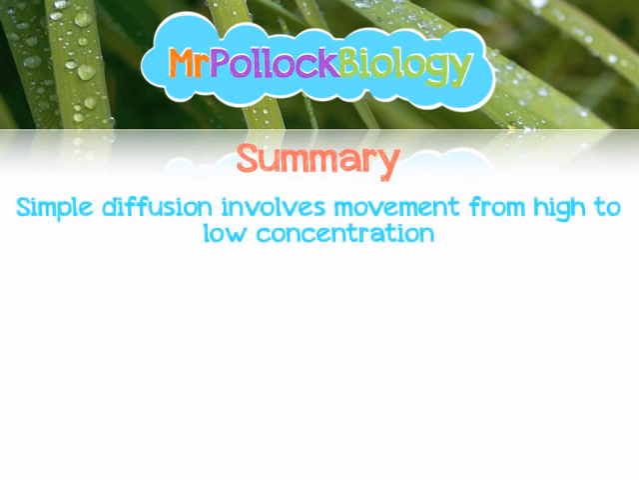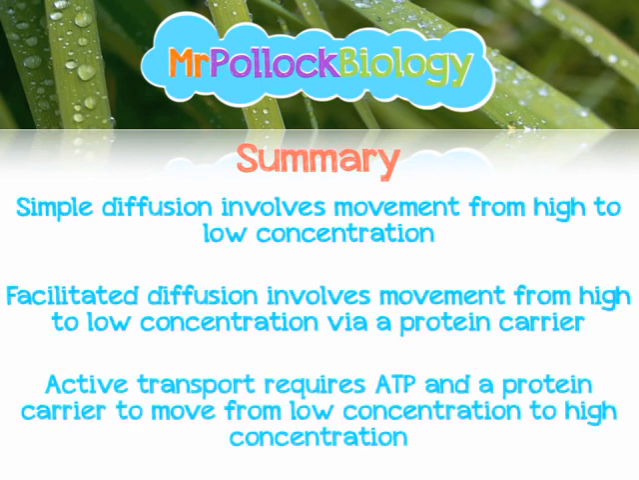So simple diffusion involves the movement of high concentration to low concentration. Facilitated diffusion involves movement from high concentration to low concentration using a protein carrier, and active transport requires ATP, that's energy, and a protein carrier to move stuff from a low concentration to a high concentration. And that's it until we look at osmosis.